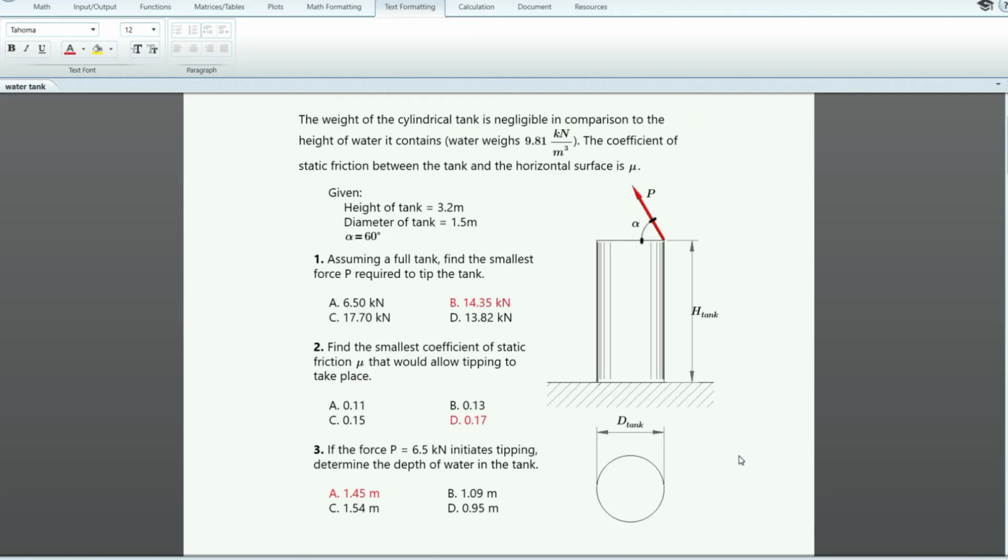So our answers are: for number 1, B, 14.35 kilonewtons. For number 2 is D, 0.17. And for number 3 is A, 1.45 meters.